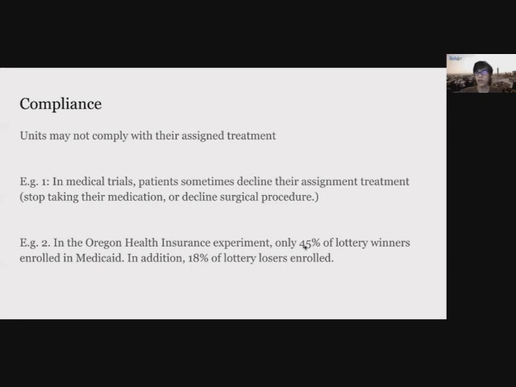If that happens, then we have the question about whether the treatment effect that you measure is meaningful. You can still compute the ATE and all that, but the meaning of it is going to be a little bit distorted, because only some people who get assigned treatment end up actually taking it.